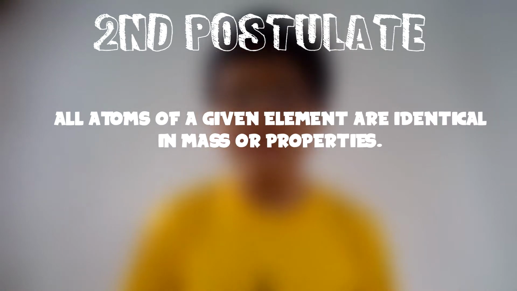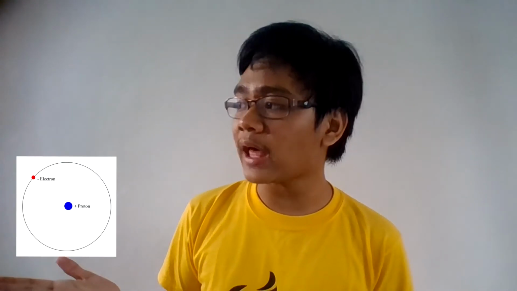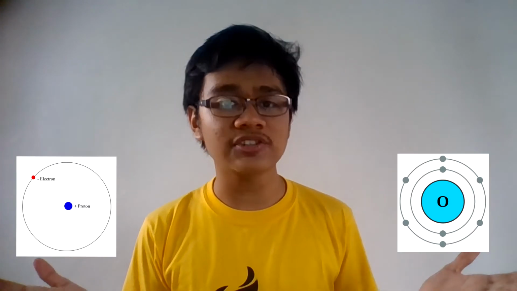The second postulate states that all atoms of a given element are identical in mass or properties. Dalton proposed that every single atom of an element, such as gold, is the same as every other atom of that element. He also noted that the atoms of one element differ from the atoms of all other elements. For example, a hydrogen atom is different from an oxygen atom.